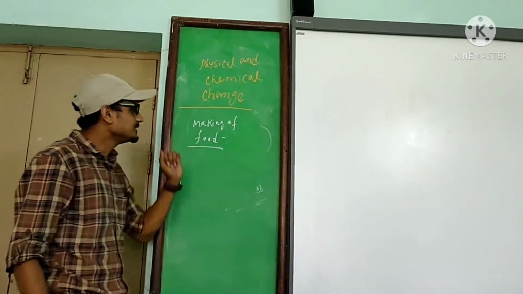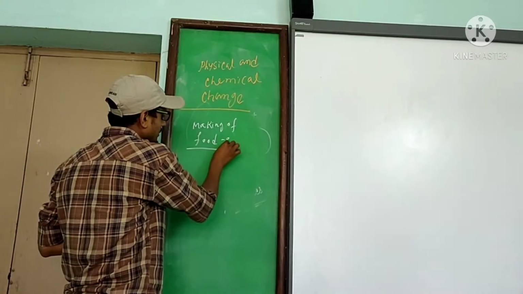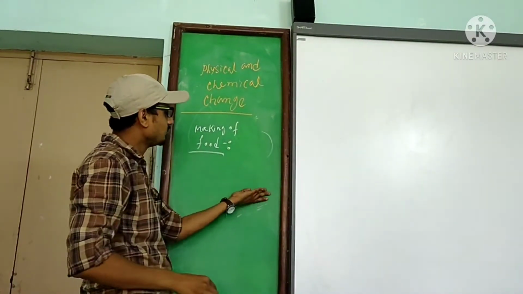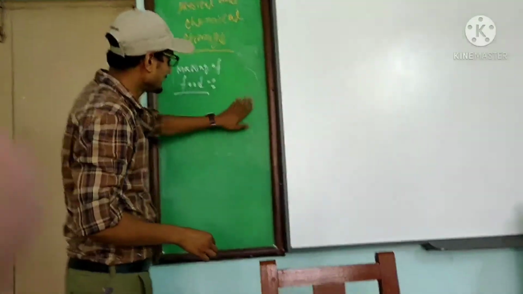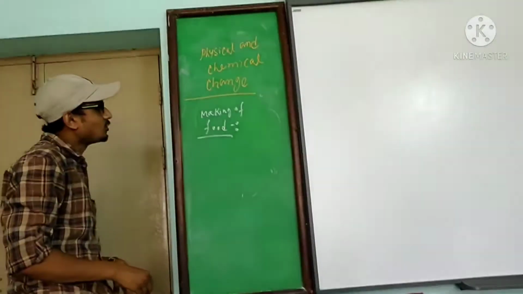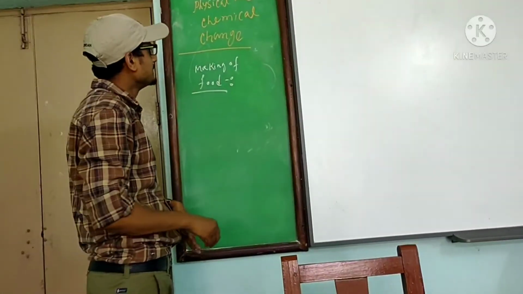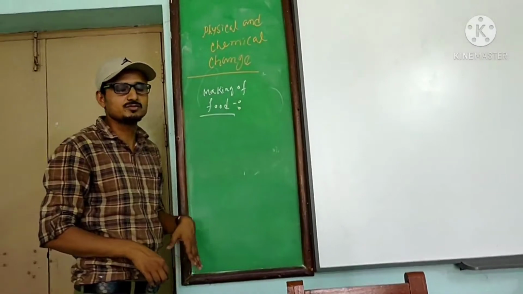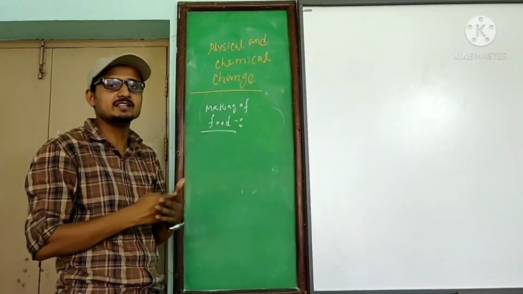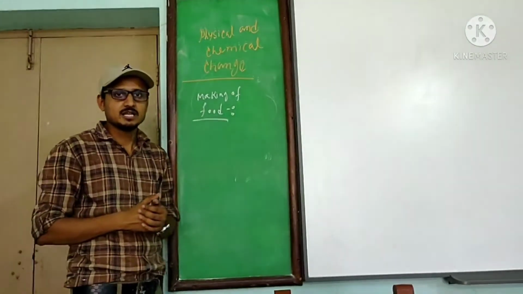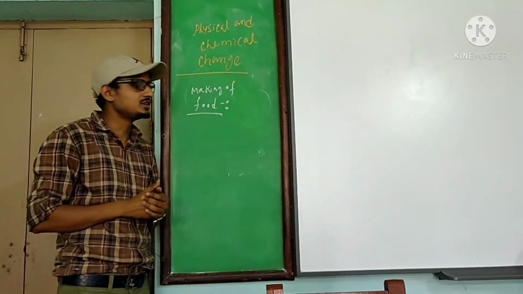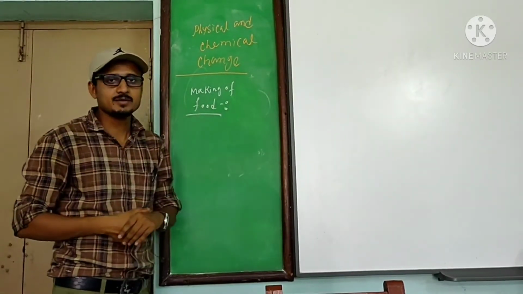Okay. Now how is this chemical change? When in your home you are making food from vegetables, at that time their composition changes. That means after making food from those vegetables, you cannot create those vegetables again. That means it cannot be reversed. So it is an example of chemical change.